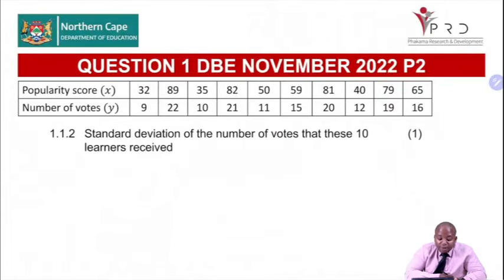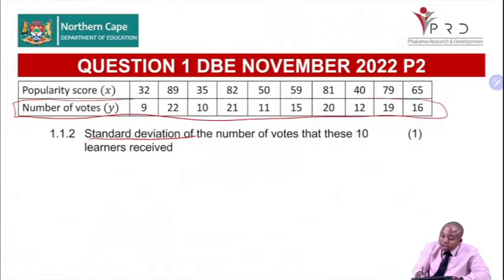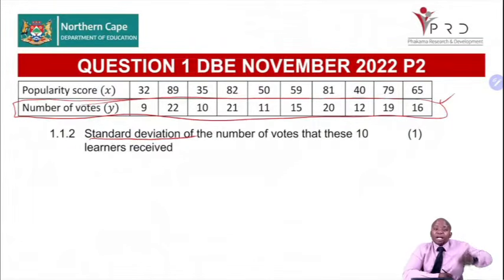1.1.2, we're required to find the standard deviation of the number of votes that these 10 learners received. So we're looking for the standard deviation for the number of votes again. We're still focusing only on the Y, which is the number of votes. So we are going to use our stat mode, and we're only going to apply it to the number of votes to find the standard deviation using our calculator instruction, and the standard deviation was found to be 4,59.